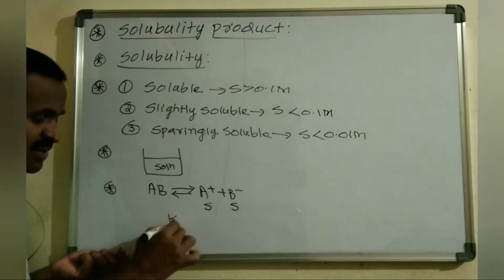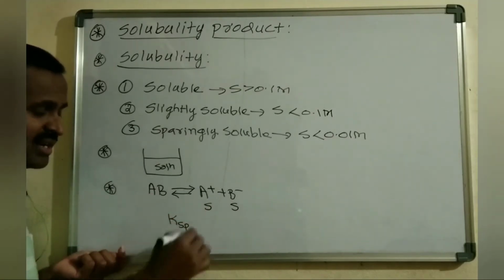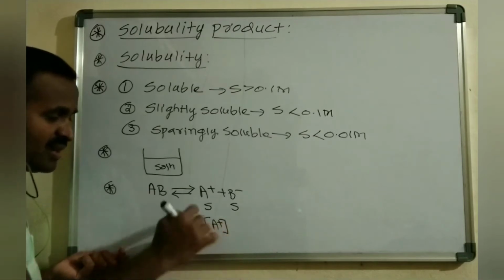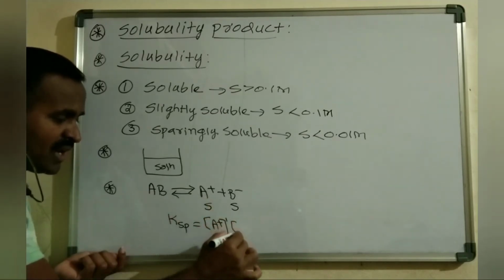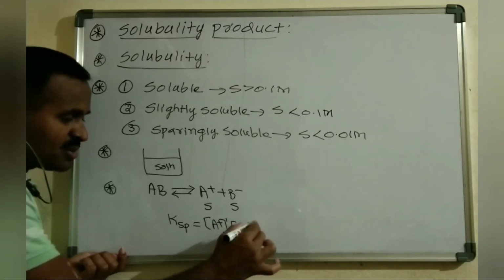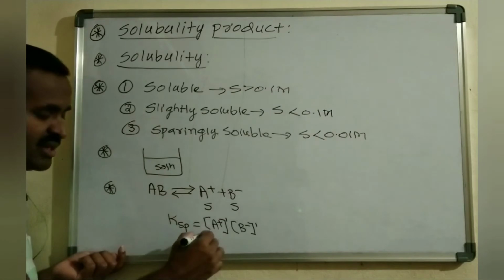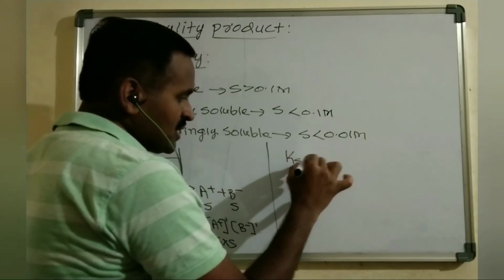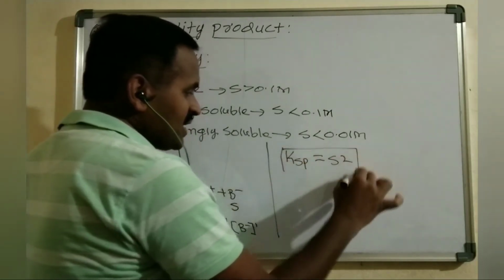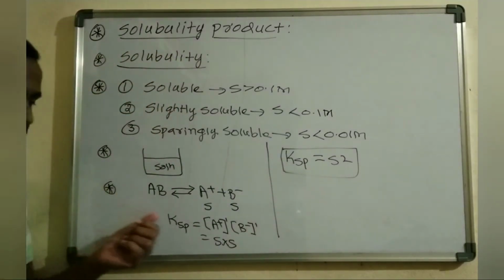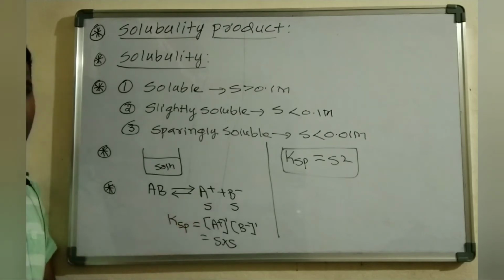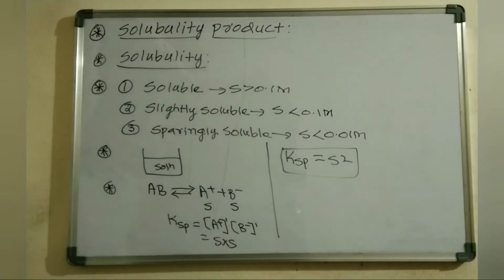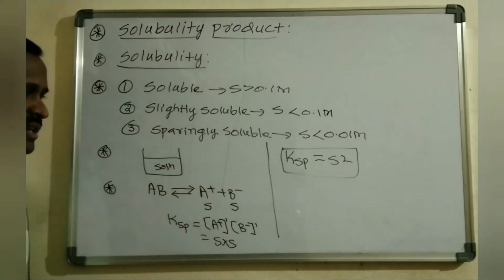When we write the solubility product, which is Ksp, Ksp is equal to the product of the A plus ion concentration, raised to the power of its stoichiometric coefficient, and the B minus ion concentration, also raised to the power of its stoichiometric coefficient. Here the coefficient is 1, so I can write S into S. So Ksp is equal to S square for an AB type of electrolyte, whether it is univalent, bivalent or even trivalent. The solubility product is S square only.